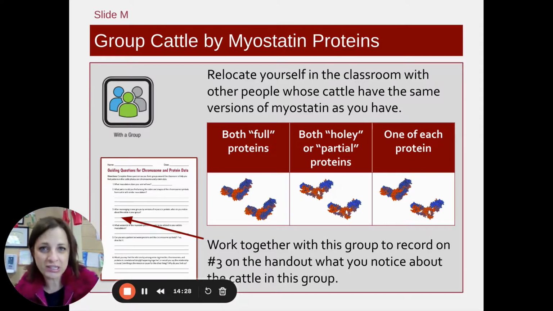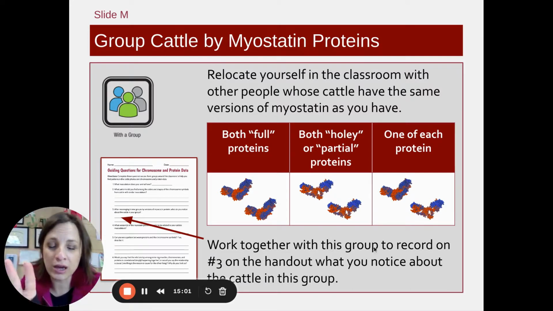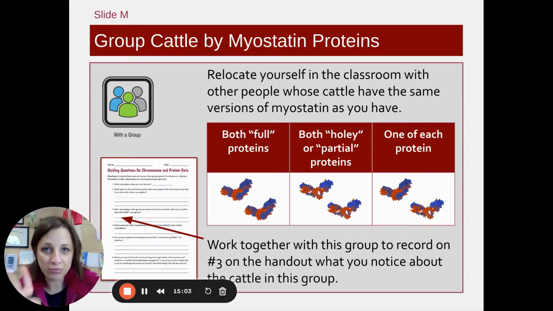Okay, you should be sitting down. So if you're not sitting down, go sit down. And you can pause the video if you need time to do that. Now you're going to relocate yourself in the classroom with other people whose cattle have the same versions of myostatin that you have. So do you have both full myostatin proteins? Do you have both wholly myostatin proteins or partial? Or do you have one of each? So find those people, work together to record number 3 about what you notice. And when you're done, sit down, pause the video.